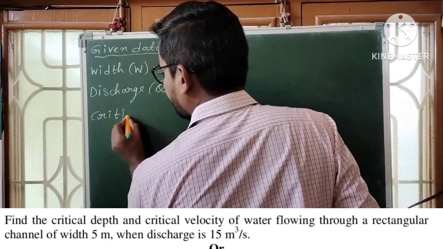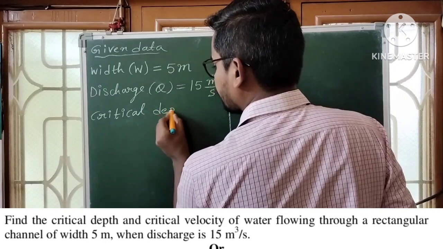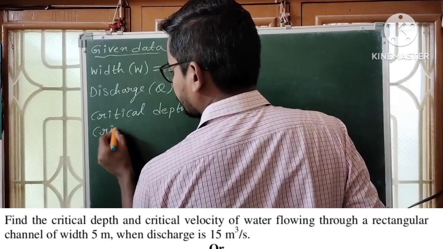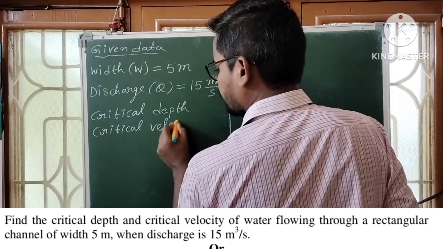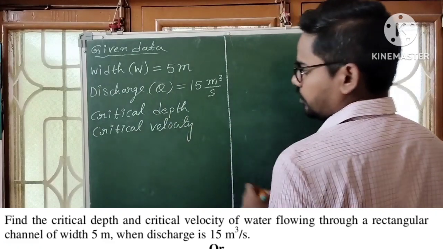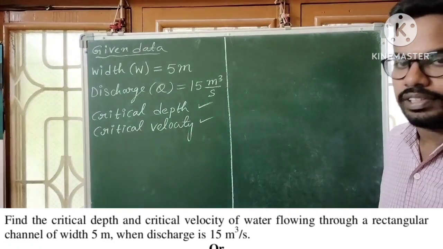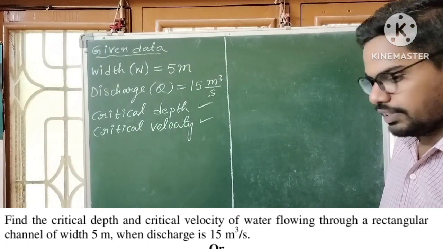So two parameters, two things. The first thing is critical depth, and next we have to find critical velocity. So we have to find these two things, critical depth and critical velocity. So how do we get critical depth and critical velocity?